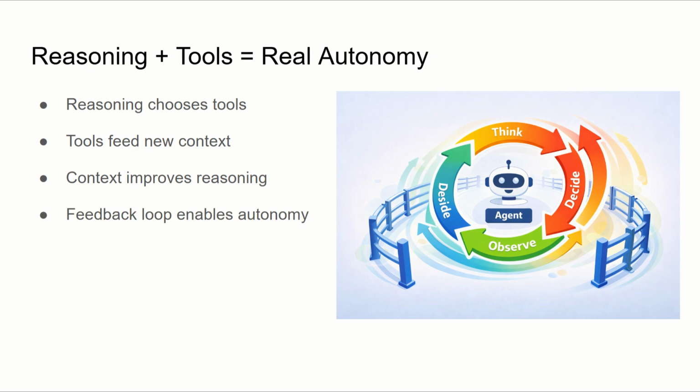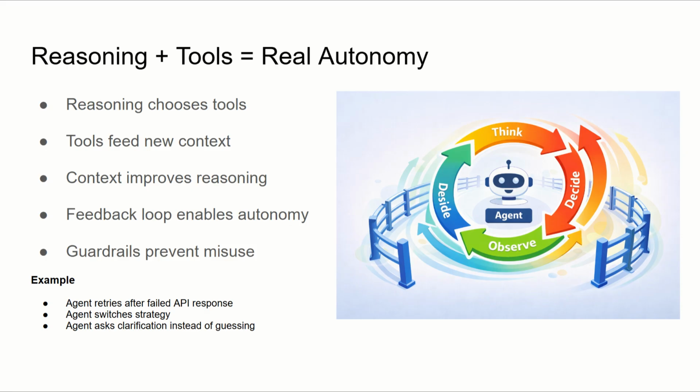If an API fails, the agent can retry. If a strategy doesn't work, the agent can switch approaches. If information is missing, the agent can ask for clarification. But autonomy does not mean chaos. AgentKit enforces guardrails. Agents operate inside defined boundaries. They can explore but not escape. This balance is critical for production systems.